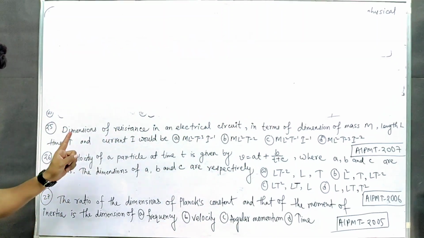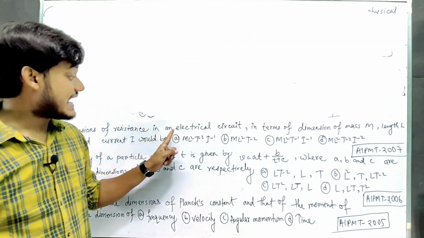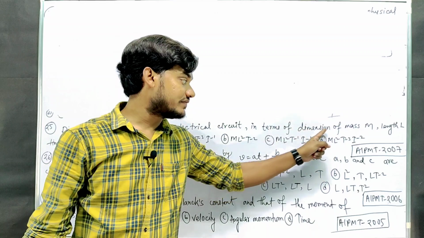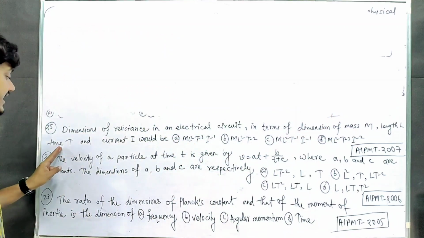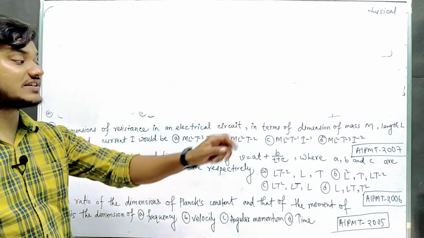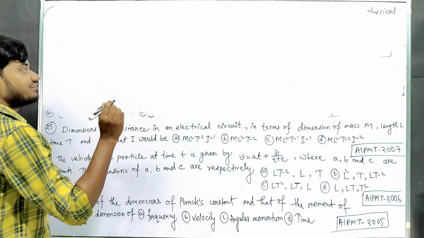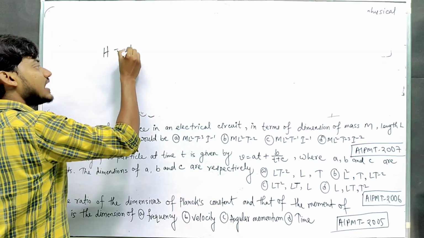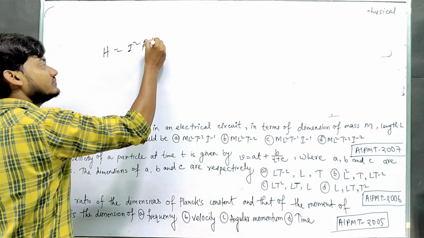Question 25, dimension of resistance in an electric circuit in terms of dimensions of mass M, length L, time T and current I would be, options are given. We know H equals I square R T, yes or no?